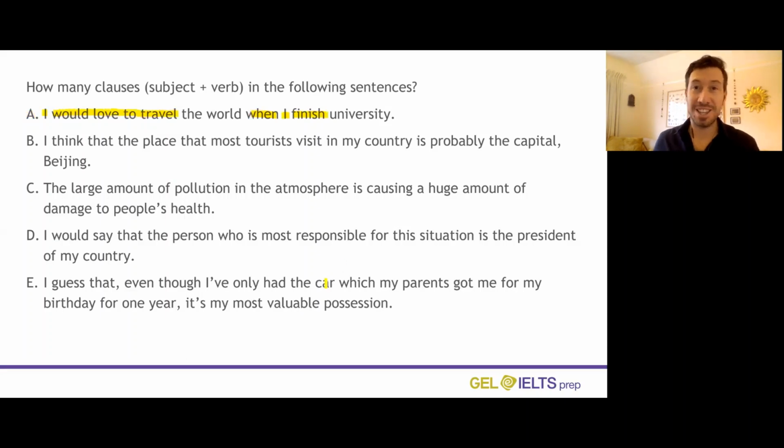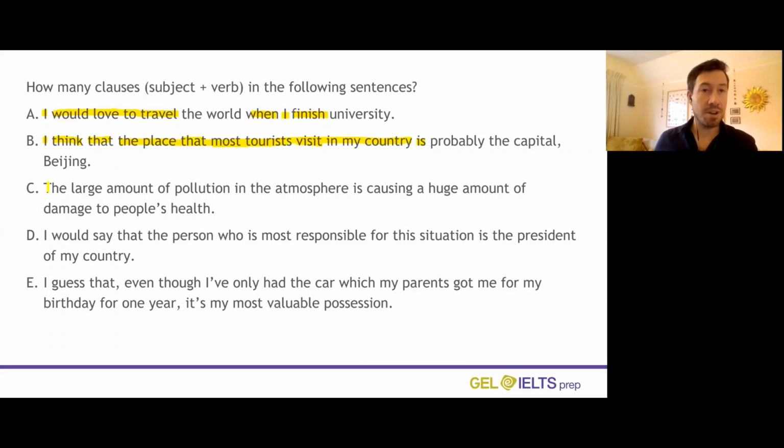Okay, so let's check these together now. Well, we can see here we've got "I" as the subject, "think" is the verb. We've got a relative clause here, so that means that "most tourists" is the subject here and "visit" is another verb. But then we've got "the place that most tourists visit in my country". That's all one subject and "is" is a verb. So we've got 3 subjects and 3 verbs. So we have 3 clauses. And we've got 2 linking words. "That" and "that" are the 2 linking words there.